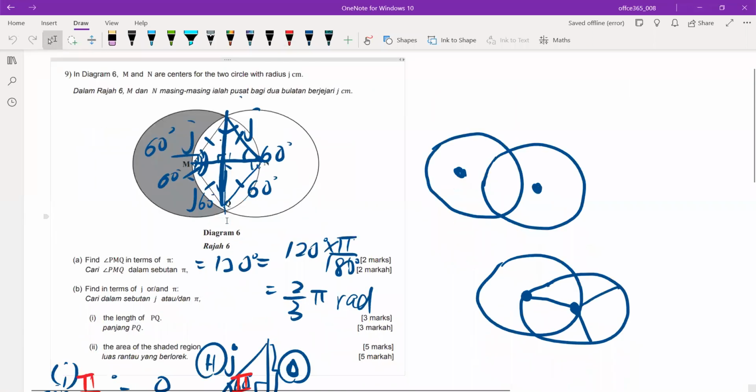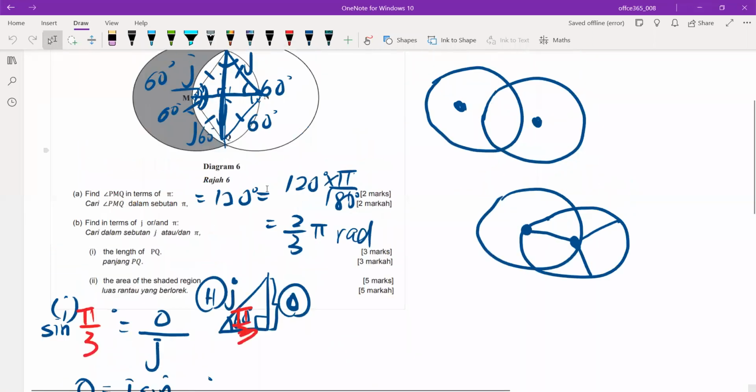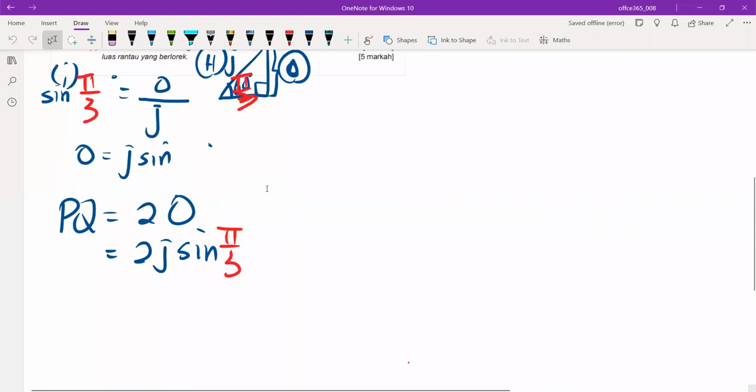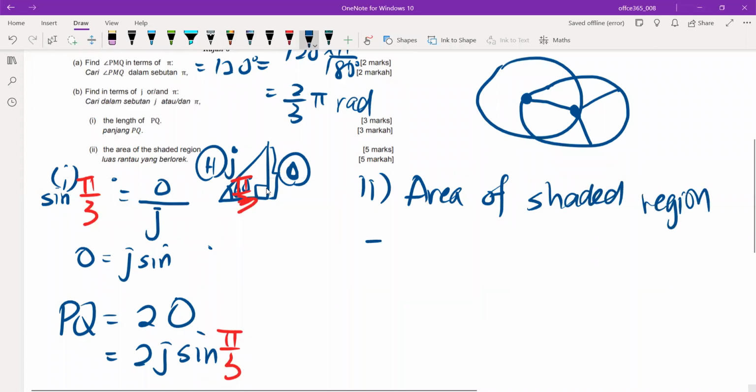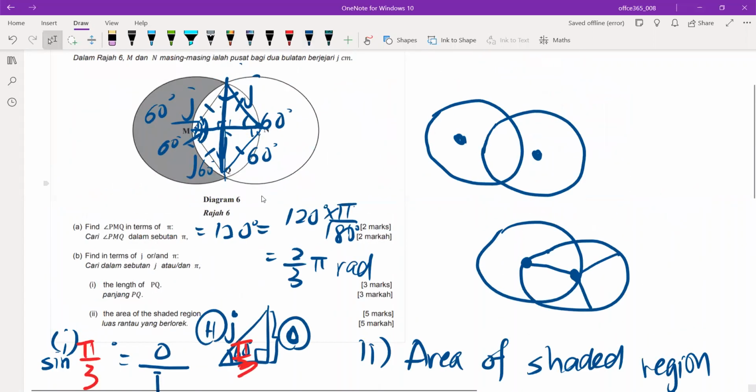Fine. 2 or 3 pi equals pi over 3. Done. So I want to find the length in terms of j and pi, that's it. Now question Roman 2. Find the area of shaded region. A lot of students cannot see it. Area of shaded region.